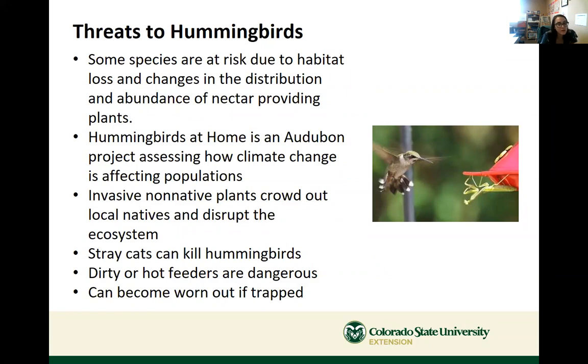And then if a hummingbird becomes trapped in your garage or something like that, they can die from becoming too worn out, because obviously they're going to freak out. They're going to be flying all around, and that can kill them too. So that's another threat.